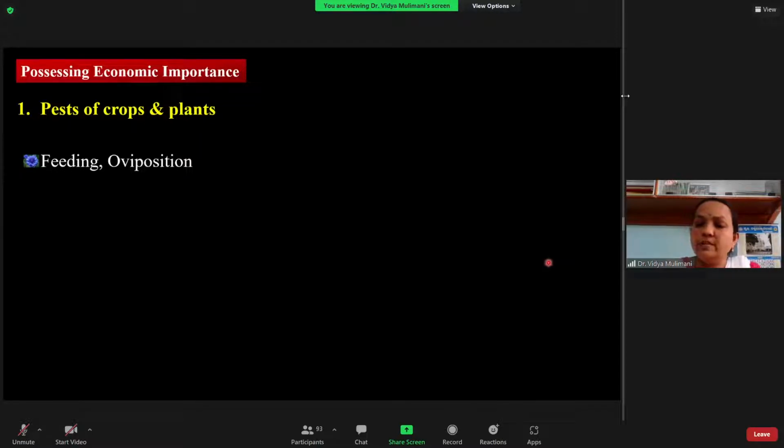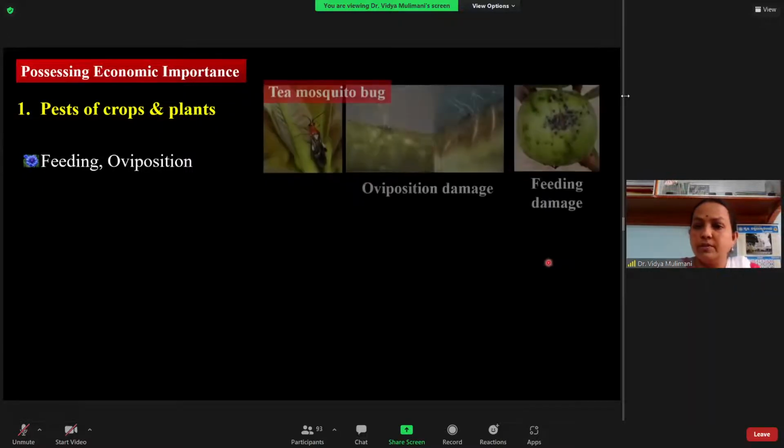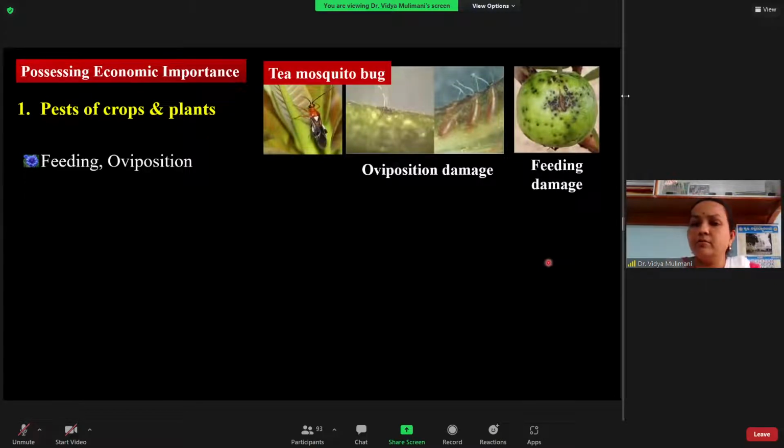Oviposition means egg laying. At the time of egg laying also, they damage the plant part. So it is one way of indirect damage to the plants. Here, the insects cause damage to the plants mainly directly or indirectly by feeding and also oviposition. I will give you one example for this. One is the tea mosquito bug, scientifically called Helopeltis antonii, which is a major pest on cashew and also in the guava ecosystem.